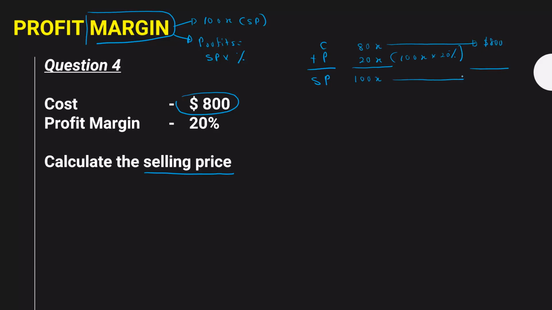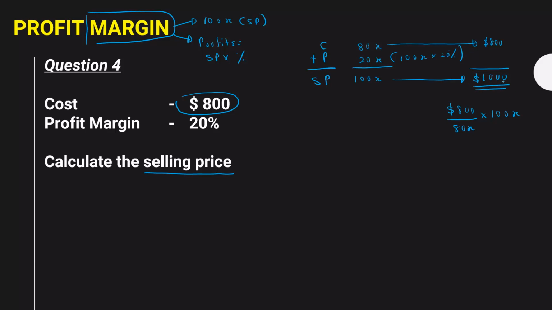If that is the case, how much is the 100x? That's what I want to calculate. So 800 divided by 80x, because 80x is equal to 800. You will get the value of 1x. Likewise, how many x I want to find? I want to find 100x. So what's the value that I am getting here? I am getting a value of $1,000.